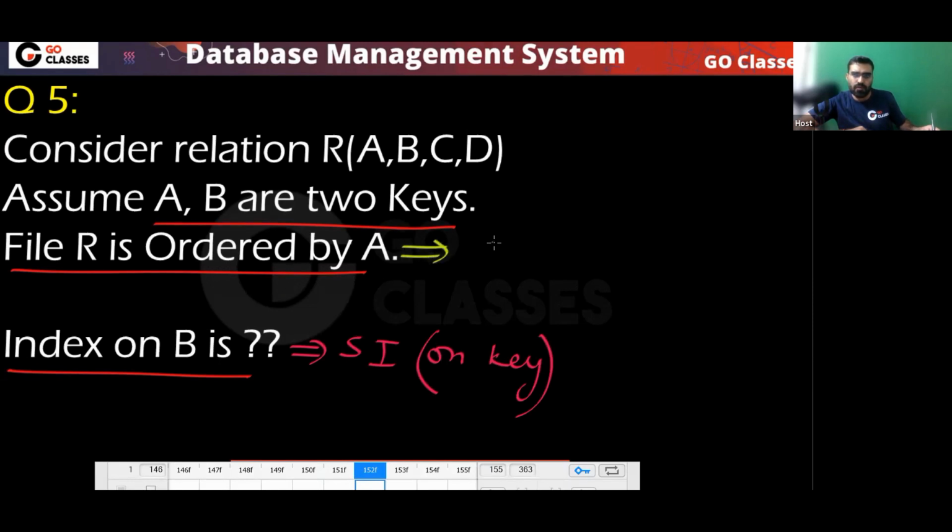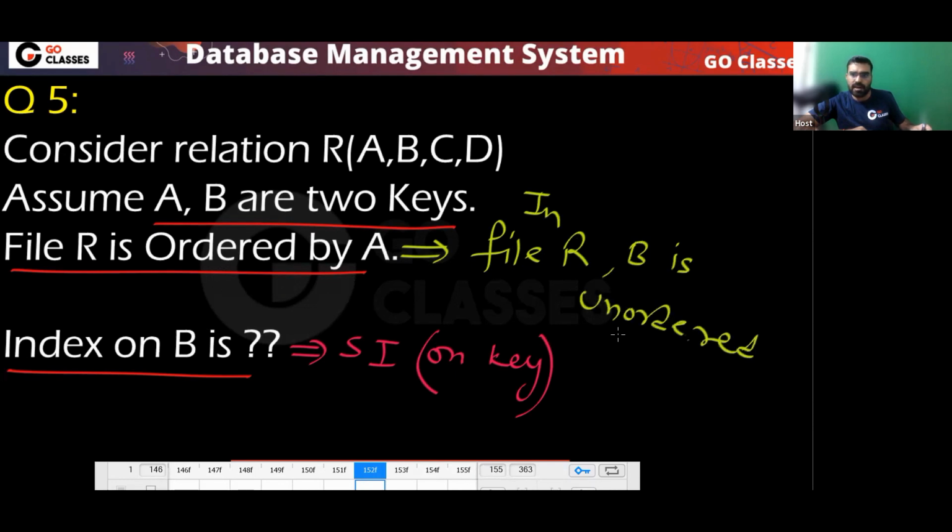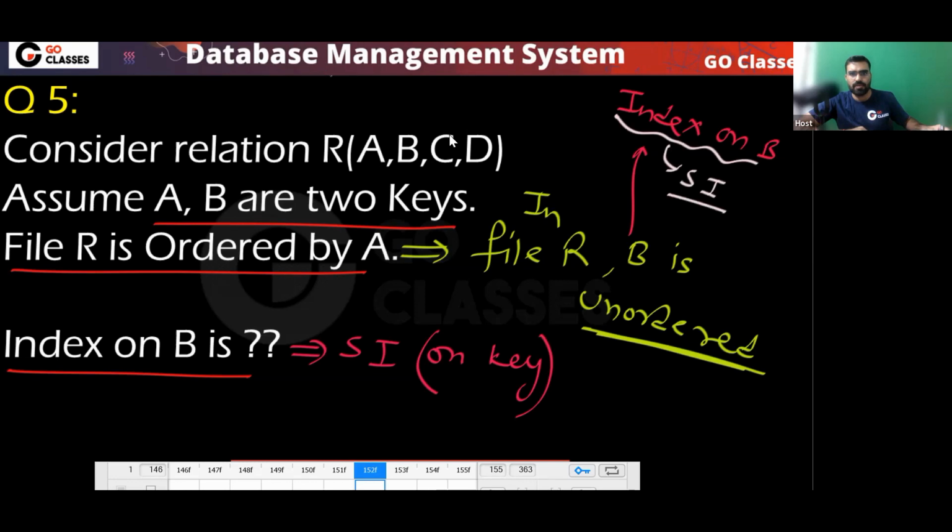What means your file is unordered on B. In your file R, you can easily see that B is unordered, right? B is unordered in the file R. Now on this B, if you create index on B, then that index will be called what? That index we will call secondary index. Okay, we will call it secondary index.